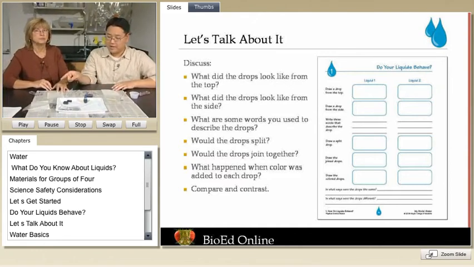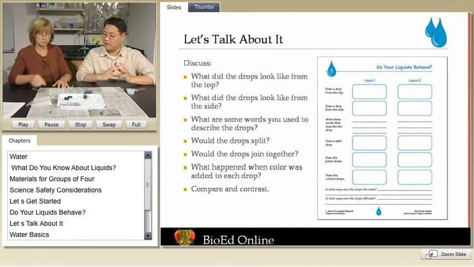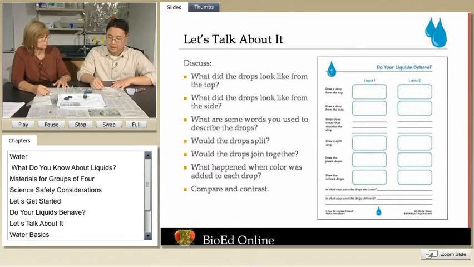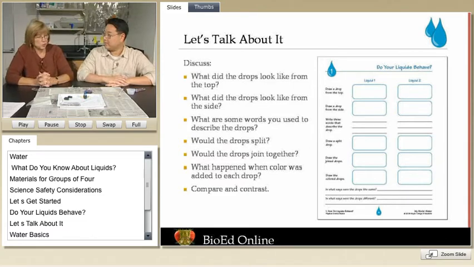So the food coloring is very evenly spread out in this drop, whereas in here it's clumped together. So we can say that this liquid 2 does not mix very well with this food coloring. Okay, so basically, do we know what these liquids are? What do you think, Michael?